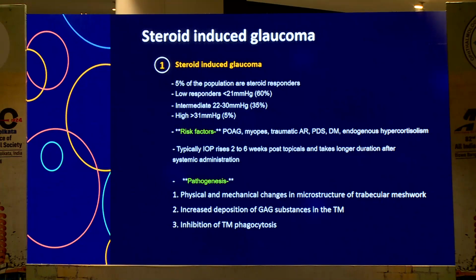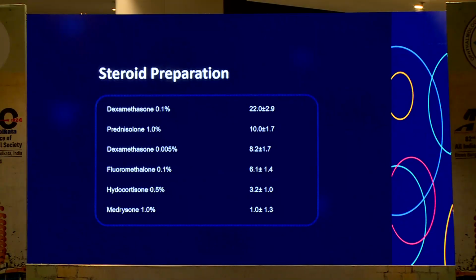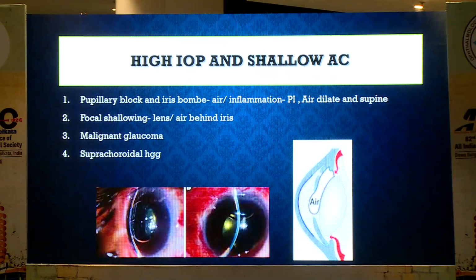The risk factors for steroid-induced glaucomas are open angle glaucomas, myopic eyes, traumatic angle recession, and pigment dispersion. Here we would like to discontinue the steroids or substitute with a non-steroidal agent or with a lesser potent steroid, because the potency has a direct effect on the IOP as well, and that failing might require surgery or laser.